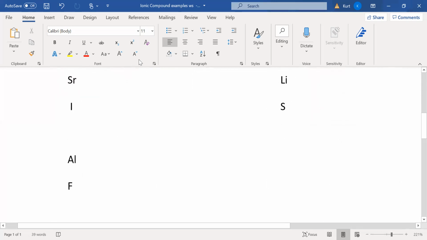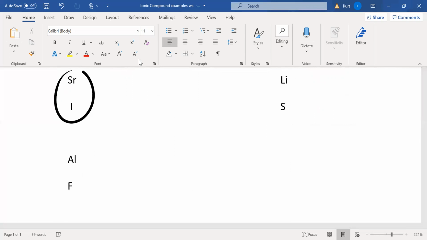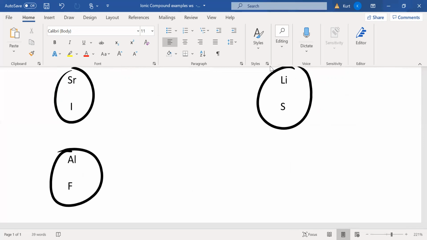Do these next 3. Strontium and iodine, lithium and sulfur, aluminum and fluorine. Same strategy. Yes, Carl. How do you get what the default is? If you don't know, go with +2. So with scandium, just do +2. The other ones you'll be told, in one way or another. But things like scandium, just say it's +2.